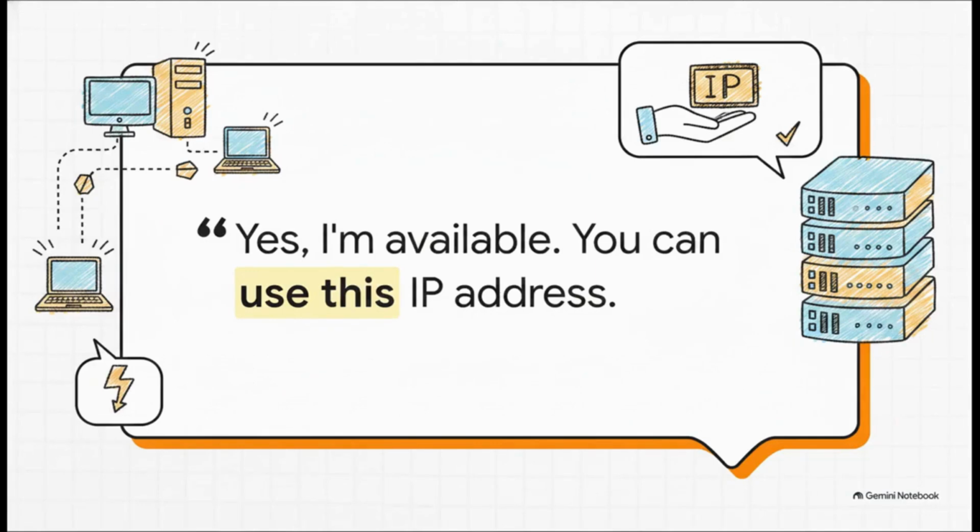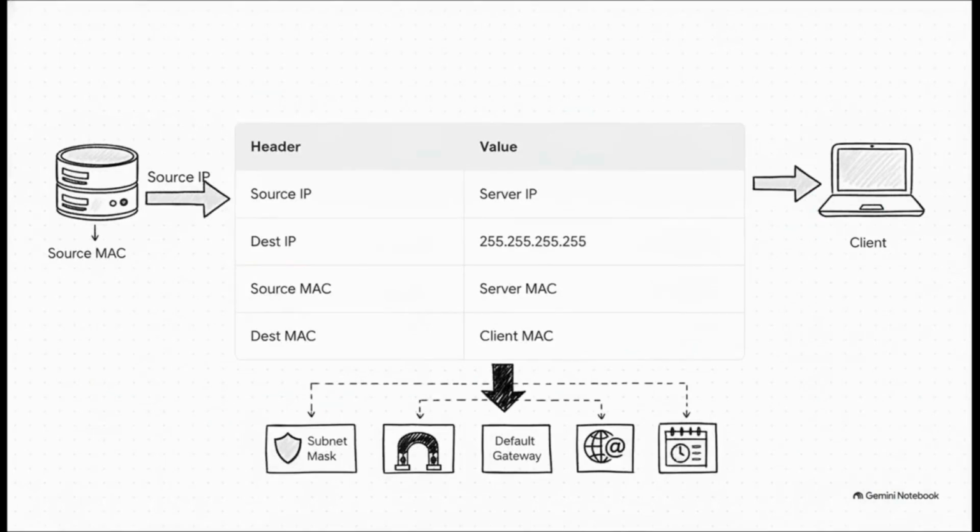Once the DHCP server actually hears that broadcast, we move right to Step 2, Offer. The server essentially replies back, "Yes, I'm available. Take this IP. You can use this IP address." Let's check out the header for this offer message. The source IP is now the DHCP server's actual IP address. The destination IP is actually still the broadcast address of 255.255.255.255. The source MAC is the server's MAC, and the destination MAC is the client's MAC.